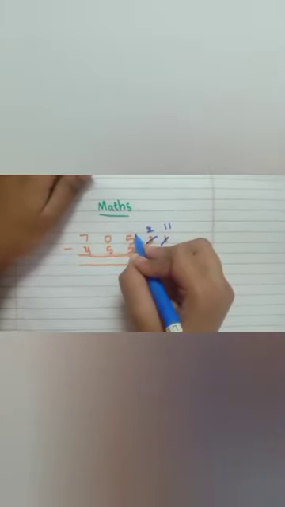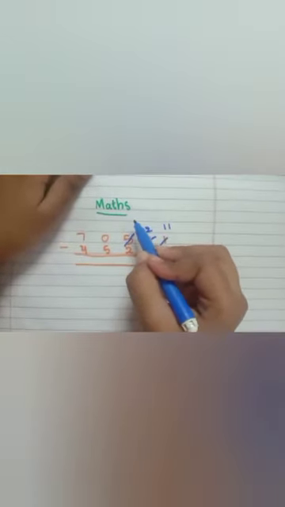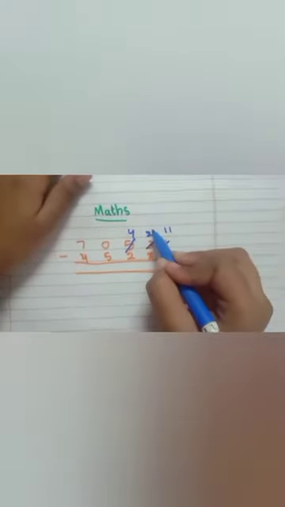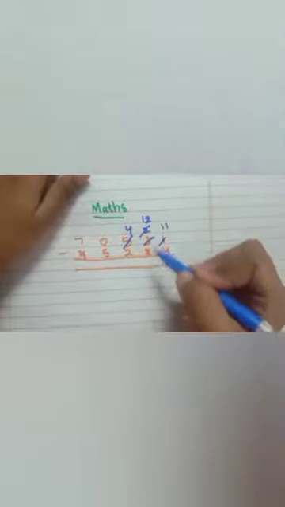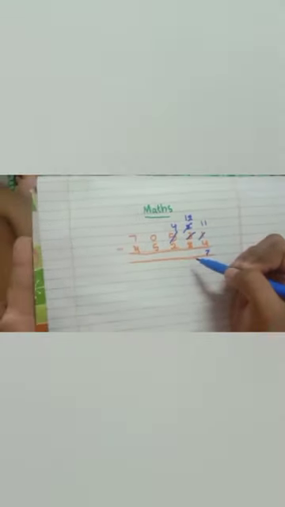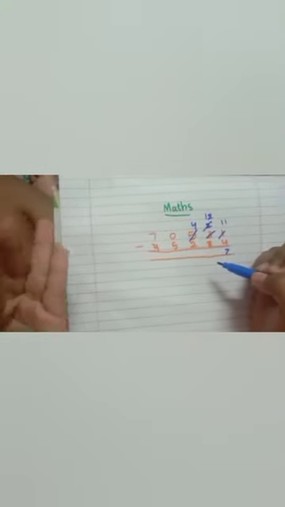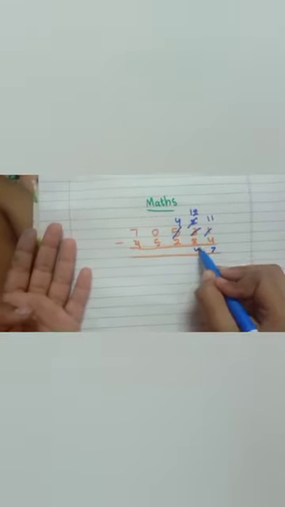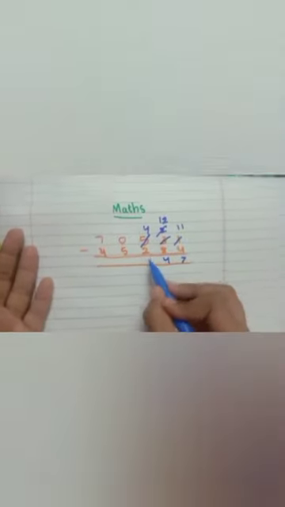2 minus 8 is not possible. We have to take borrow from 5. 5 will become 4, and 2 will become 12. 12 minus 8: 9, 10, 11, 12. The answer is 4. 4 minus 2 is 2.